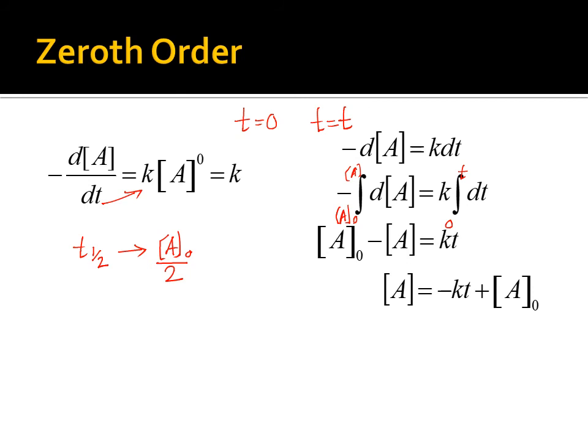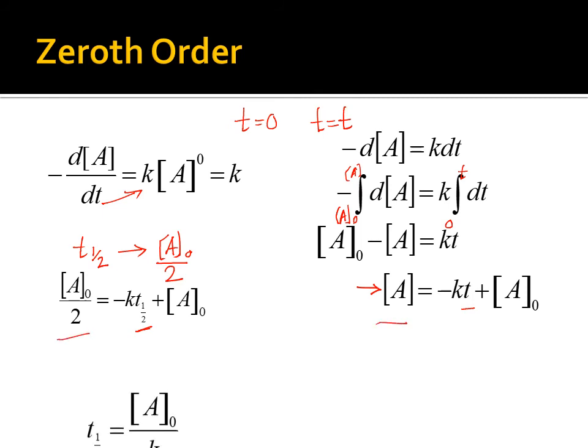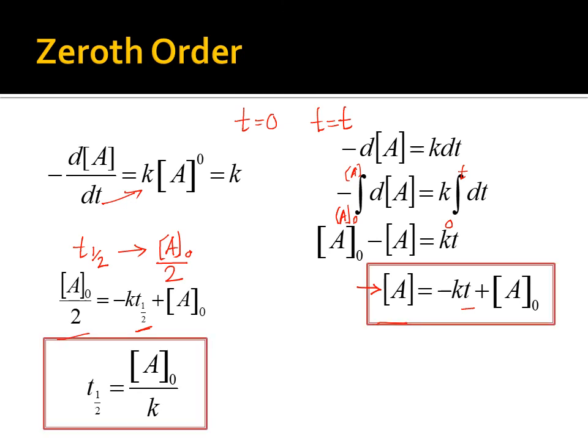Therefore, using this equation, you can calculate the half-life by applying it at time T. Now the time is T half, and A is equal to A naught over 2. Therefore, you can simplify this equation and you get the half-life as A naught divided by 2K. This applies to a zeroth order reaction.